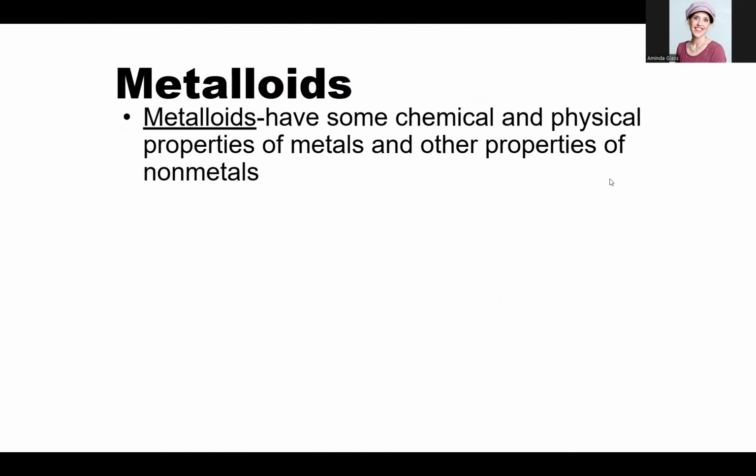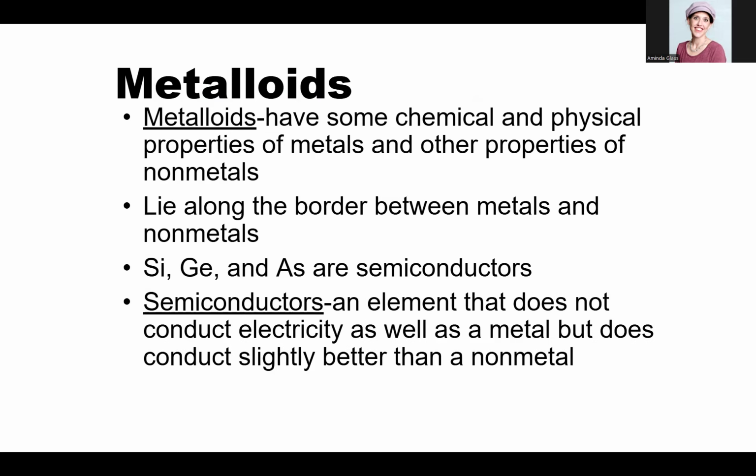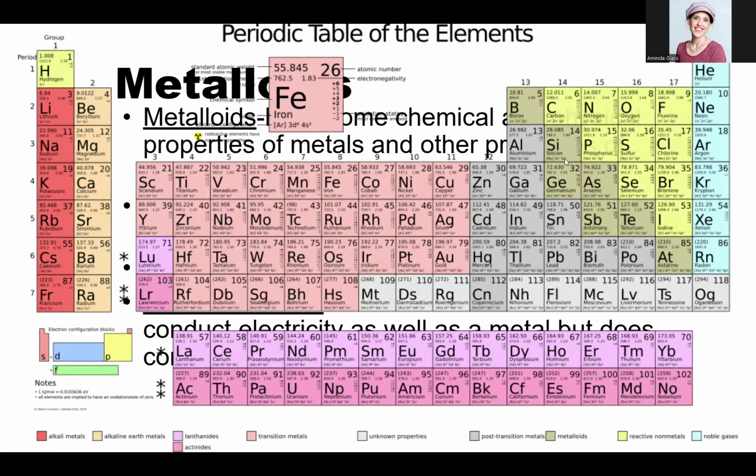Metalloids have some chemical and physical characteristics of metals and other properties of nonmetals. They're along the border between metals and nonmetals, like I showed you before. Silicon, germanium, and arsenic are semiconductors, which are elements that don't conduct electricity as well as a metal, but do conduct slightly better than a nonmetal. So here are your metalloids right here, this tan color. You have germanium and silicon and arsenic here.